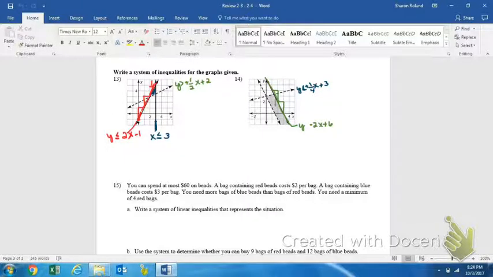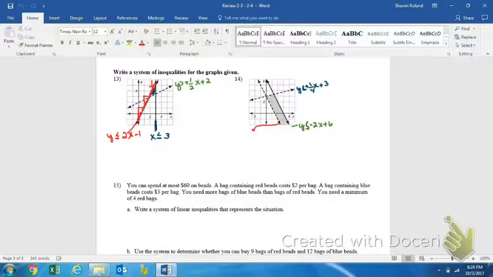The shading is below that line, so it is less than. It's lower than the line, so it is less than. And the line is solid, so you have a solid line under there. So I'm going to erase these marks and go to red. This one's going to be the red one.